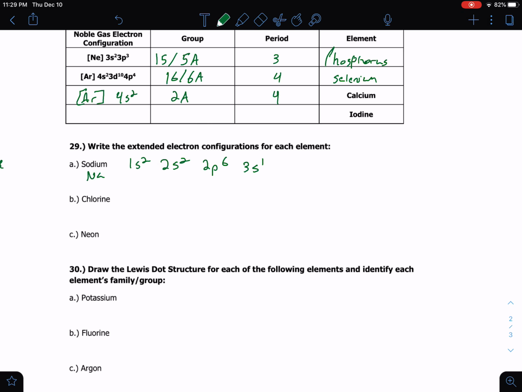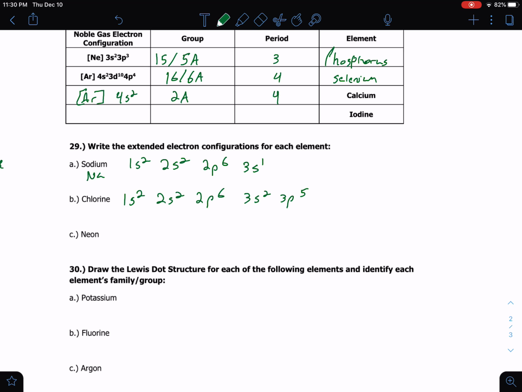Next, we're going to go into chlorine. So chlorine, we have to start at the very beginning. We're going to start at hydrogen, so we're going to go through 1s2. Then we're going to go through 2s2. Then we're going to go through 2p6. Then we're going to go through 3s2. And then finally we're going to land on 3p5.